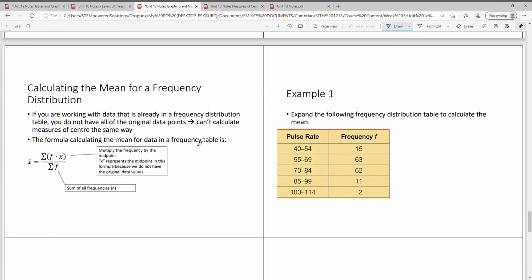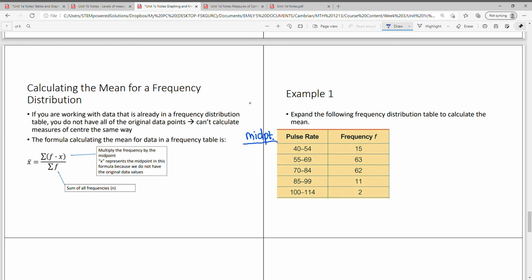All right, calculating the mean for a frequency distribution. If you are working with data that is already in a frequency distribution table, you do not have all the original data points, but you can calculate the measures in the same way. So we can use the following formula to calculate a mean from a frequency table. So what we're going to have to do is calculate the midpoint for each class.